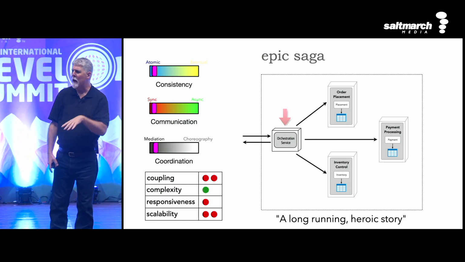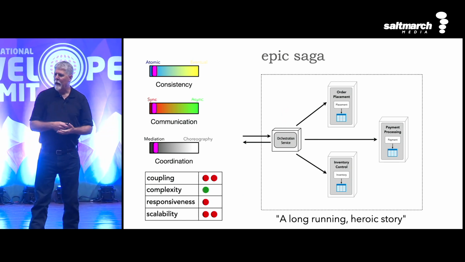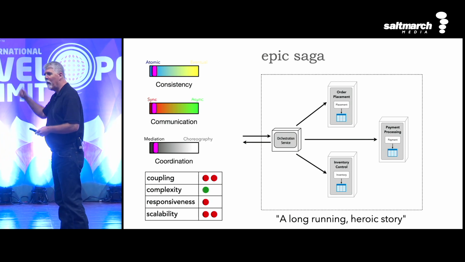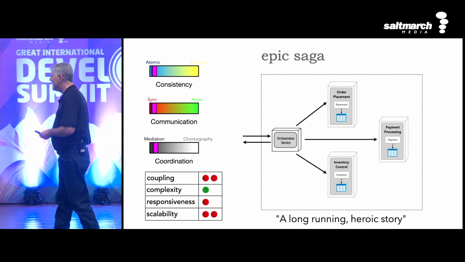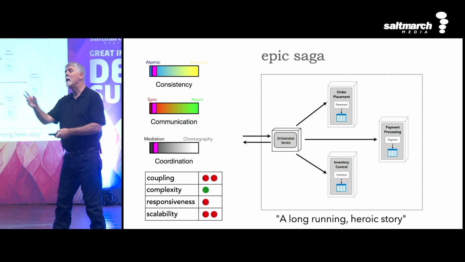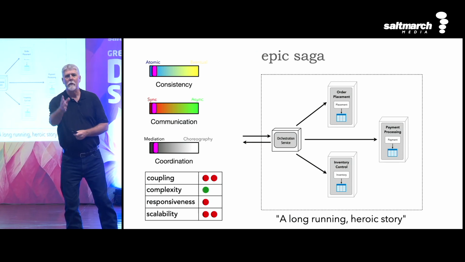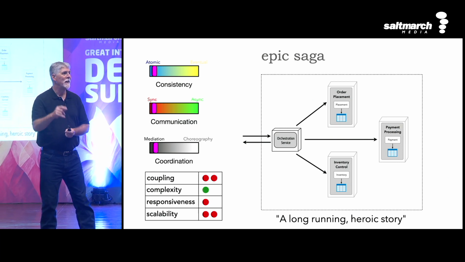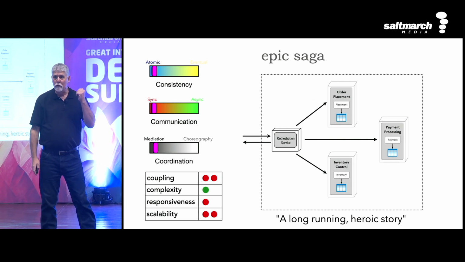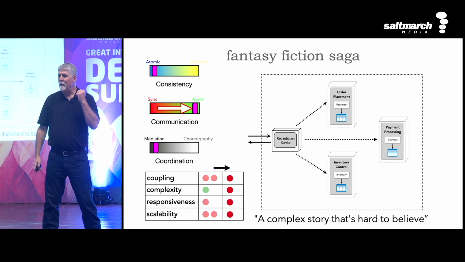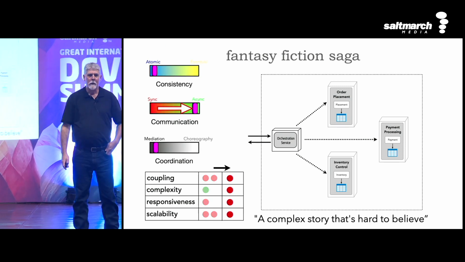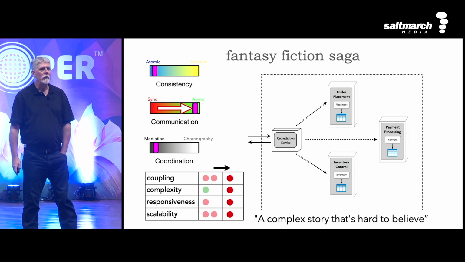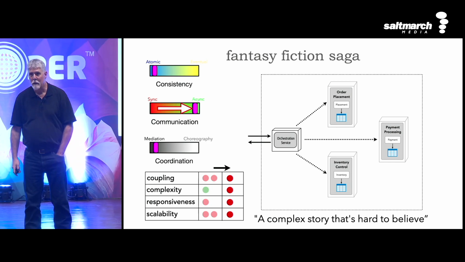Let's move some of these slider bars over. Let's move communication to async, because what is the problem here? It's too slow. Responsiveness is red. Scalability is bad. How do you increase scalability and responsiveness? Make it async. That's what teams usually do. Well, what happens if we make it async? Look at responsiveness. It just went from green to red.